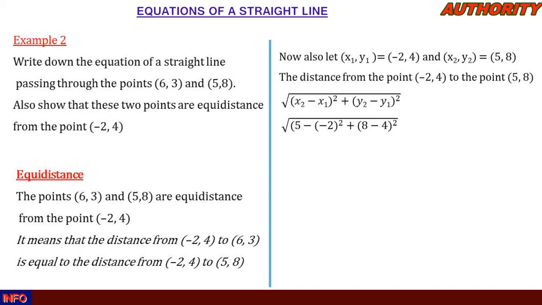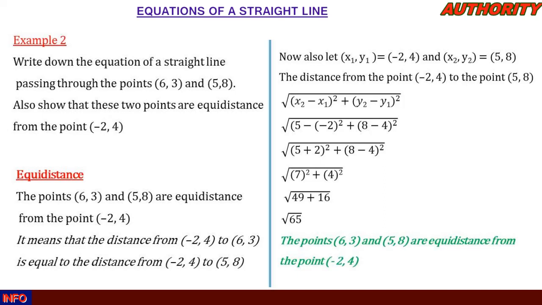So here we have 5 minus minus 2, which gives us 5 plus 2, all squared, plus 8 minus 4, all squared. So 5 plus 2 is equal to 7 squared, plus 8 minus 4 is equal to 4 squared. It's still in square root. So we have square root of 7 squared plus 4 squared. 7 squared is 49, plus 4 squared is 16. So 49 plus 16 is equal to square root of 65.